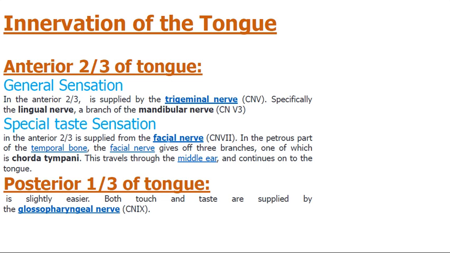the special sensation for the anterior two-thirds of the tongue, while for the posterior one-third of the tongue, both the general sensation, the touch, and the special sensation, the taste, are supplied by the ninth cranial nerve, which is the glossopharyngeal nerve. Okay.